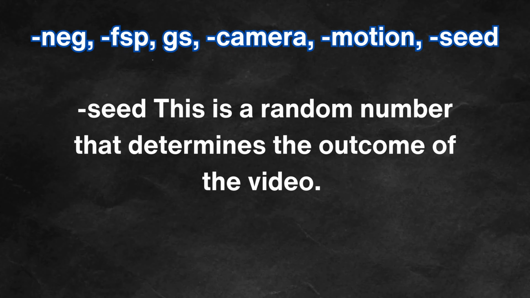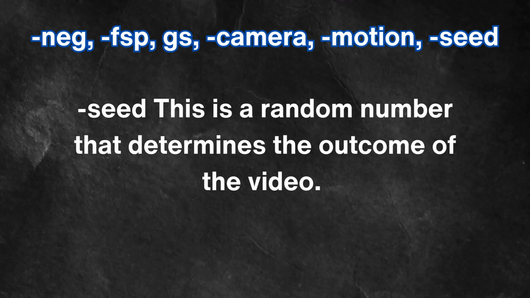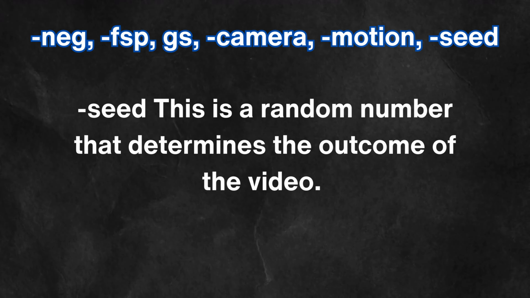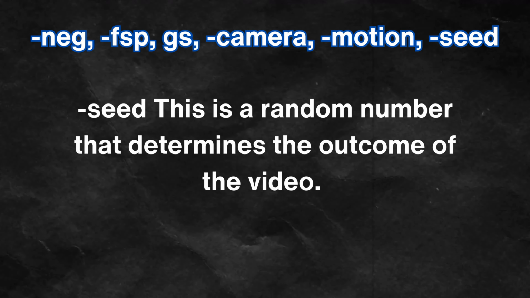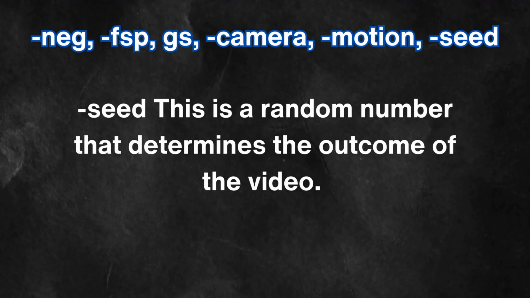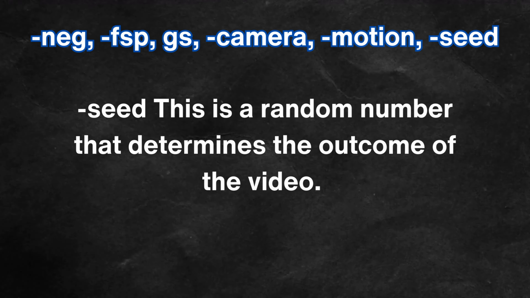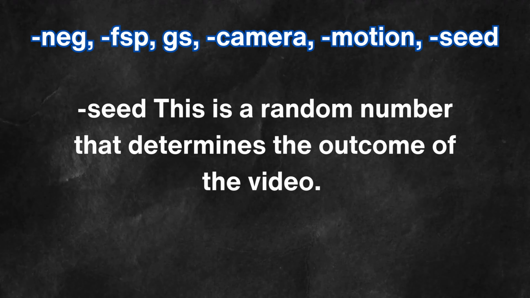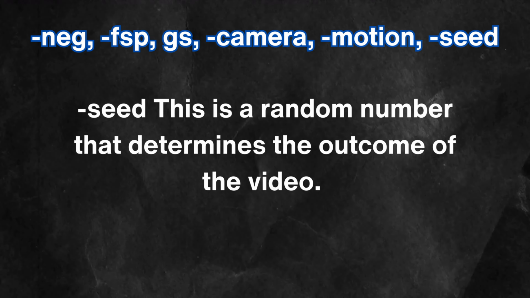Seed. This is a random number that determines the outcome of the video. Just pick a random number, and if you generate it again without making changes to the prompt and use the same seed number, you get the same outcome. However, if you generate it again with the same prompt, but this time only changing the seed number, you will get a slight variation of the outcome. So you could change this if the outcome is very close to what you want, but not quite.